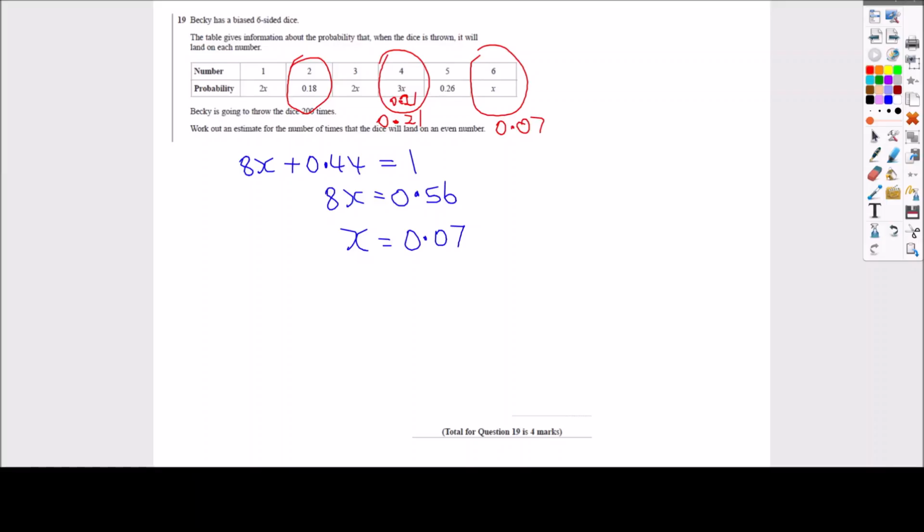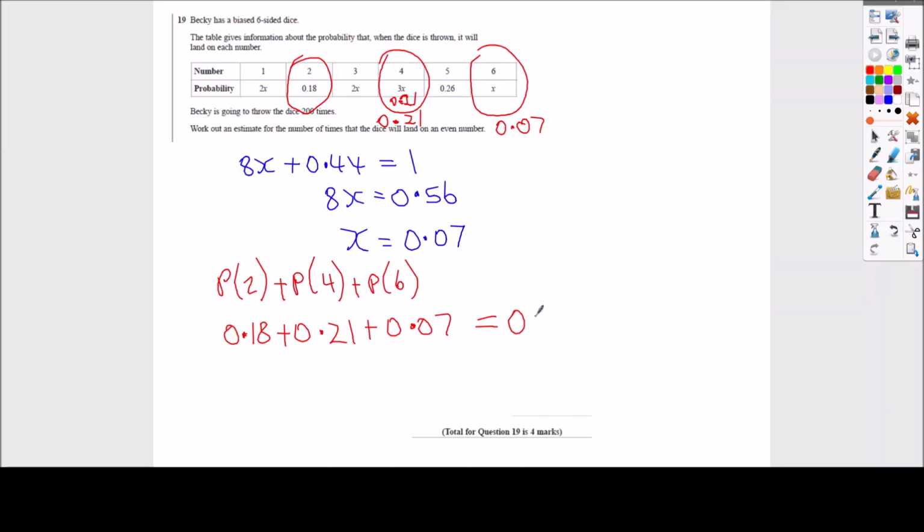So the probability of an even number is the probability of a 2 plus the probability of a 4 plus the probability of a 6. So that's 0.18, add 0.21, add 0.07, and that totals 0.46. So the probability of an even number is 0.46.